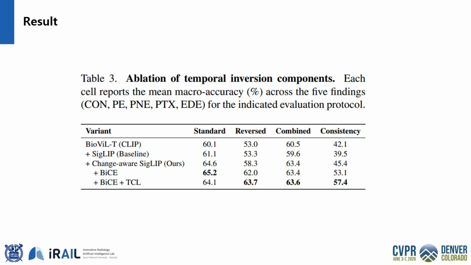For ablation, adding TILA components one at a time: just swapping the SigLIP barely helps. Adding change-aware SigLIP gives the largest jump across all four metrics. BiCE and TCL in fine-tuning further refine directional sensitivity.